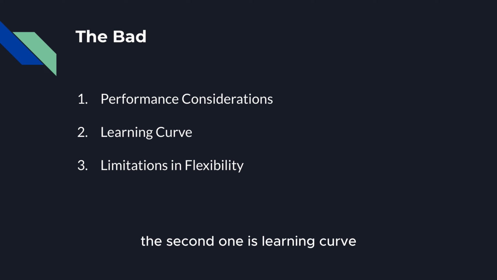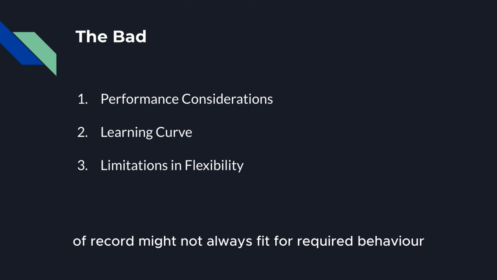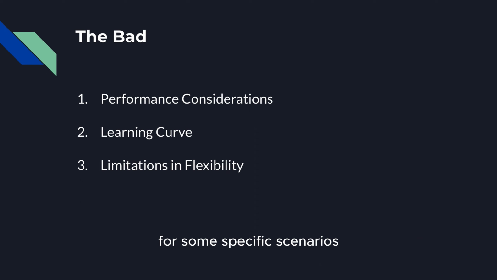The second one is the learning curve. For developers familiar with traditional object-oriented programming principles, understanding records can be initially challenging. And the third one is limitation in flexibility. The built-in behavior of records might not always fit the required behavior for some specific scenarios, which could lead to a need for manual adjustment or fallback to traditional classes.